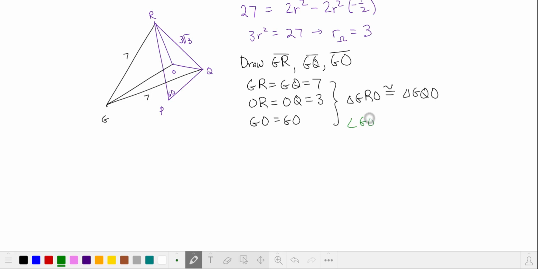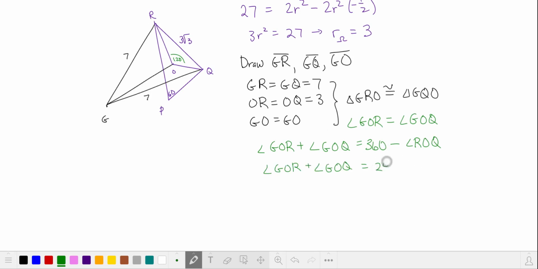Corresponding angles GOR and GOQ are congruent, and they add up to 360 along with this other angle ROQ, which was 120 degrees. That means their sum is 240 degrees, and because they're equal to each other, they are each equal to 120 degrees. Let's apply the law of cosines to triangle GOQ.